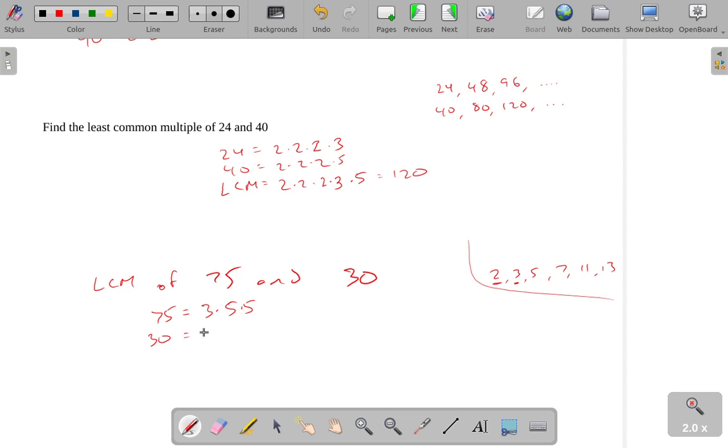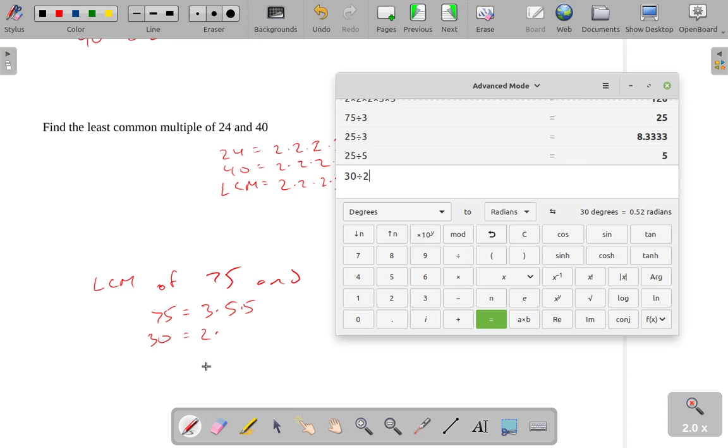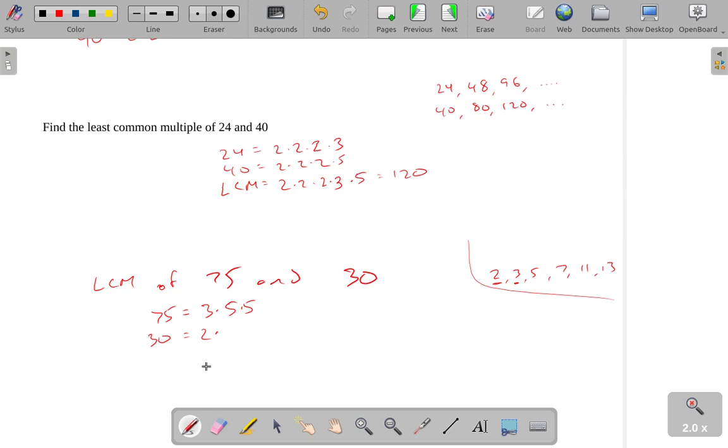Now 30. Let's see, I'll start this process again. It's 2 times 15. 30 divided by 2 is 15. Now I'm trying to factor 15, and 2 is not a factor of 15, so I'll move on to the 3. Well, 15 is 3 times 5.